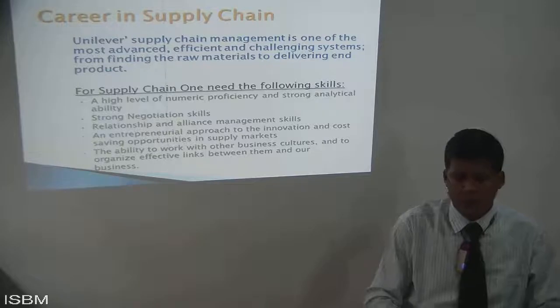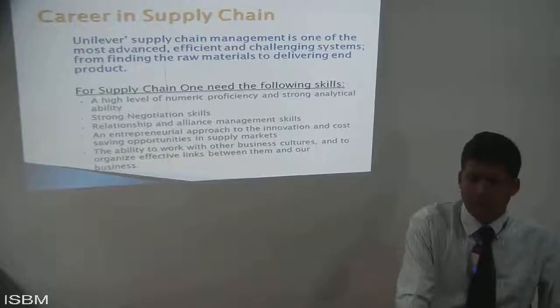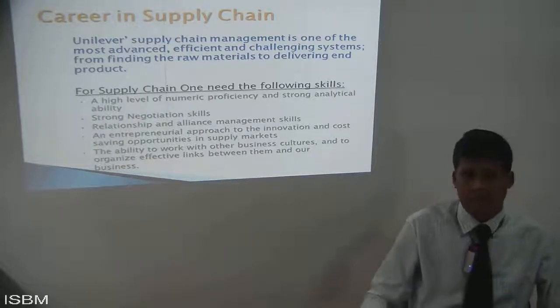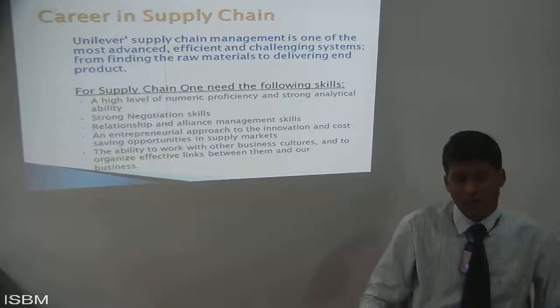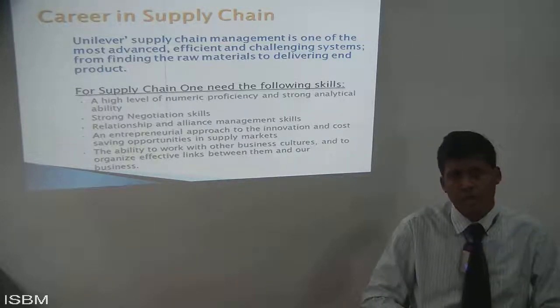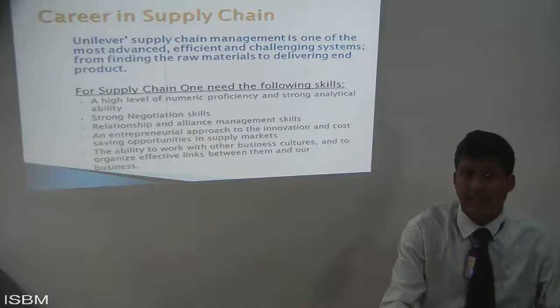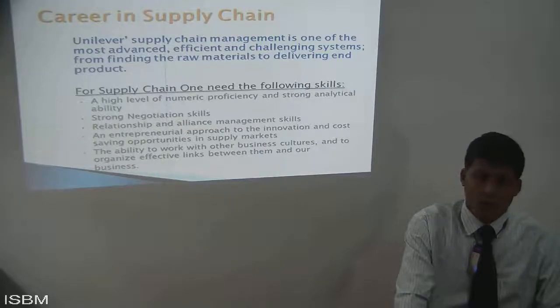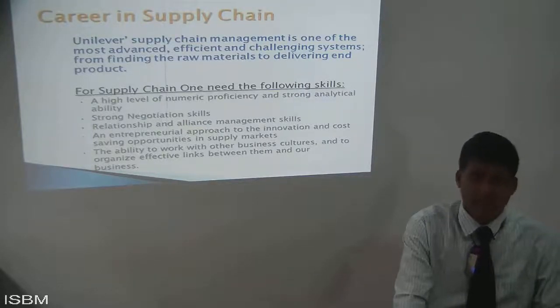If it's supply chain, Unilever supply chain is one of the most advanced, efficient, challenging systems, from finding the raw material to delivering end products as well. For supply chain, one needs to have the following skills. One, high level of numeric proficiency and strong analytical ability, strong negotiating skills, because supply chain management, SCM as it's called in many organizations, needs good negotiating skills with your internal and external clients.